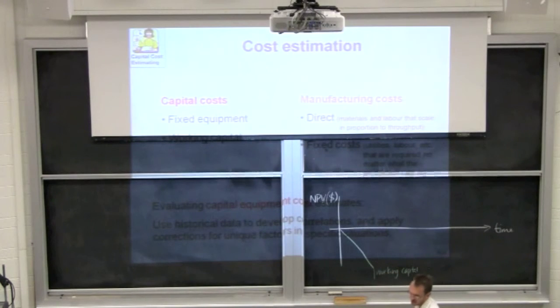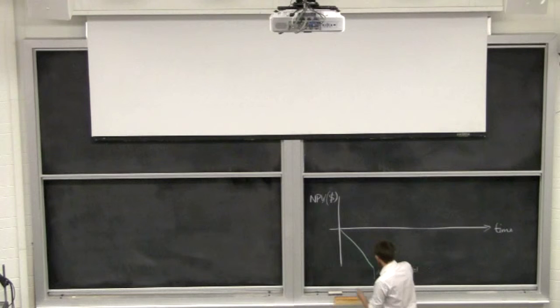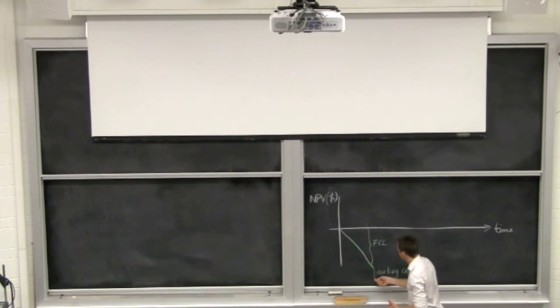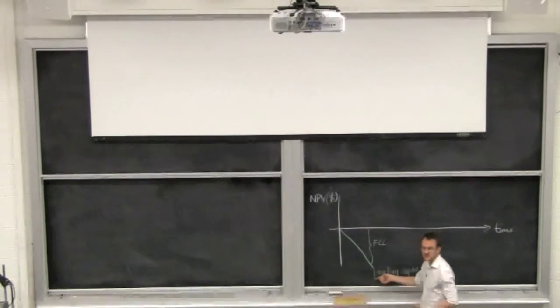Okay, so that's that working capital term that's in the slides over there. Up below fixed equipment is working capital. It's a little bit cut off. But fixed equipment costs then are essentially these costs that you spend in this period of time. So we'll call this FCC, fixed capital costs. And then you turn your plant on, you start producing product and selling that and get some cash flow coming in. But you also have expenses to run that equipment.